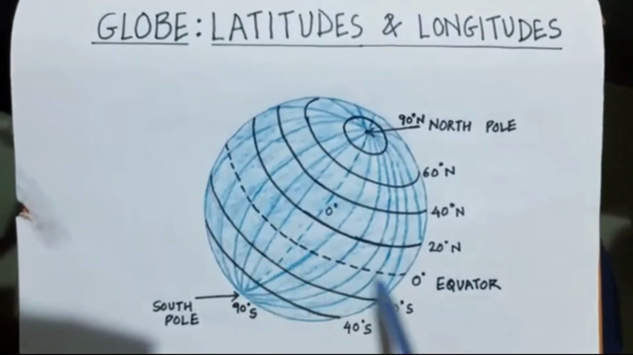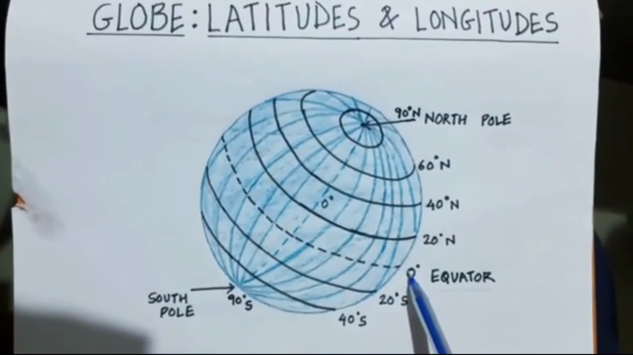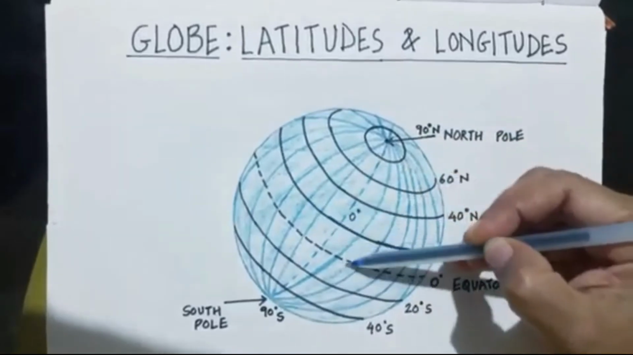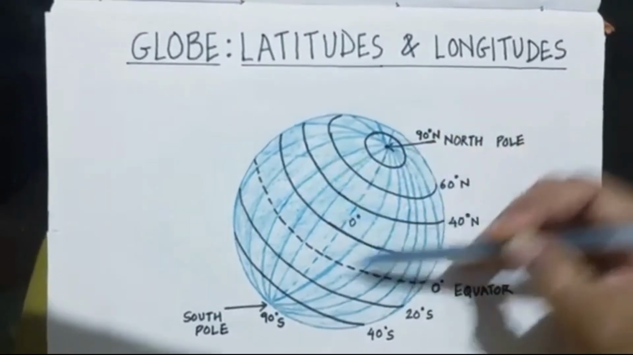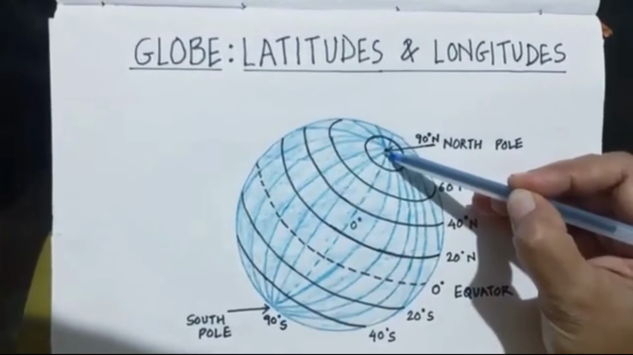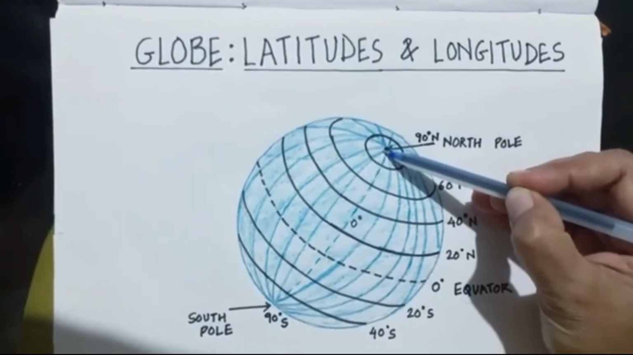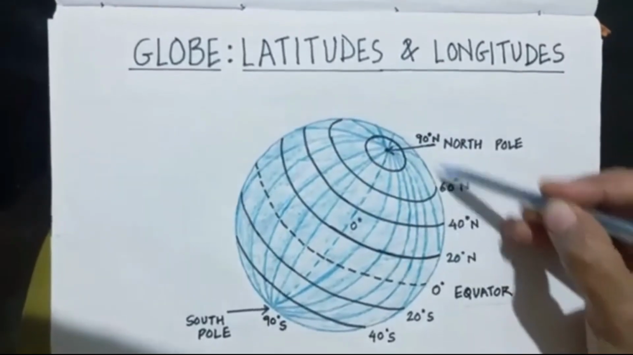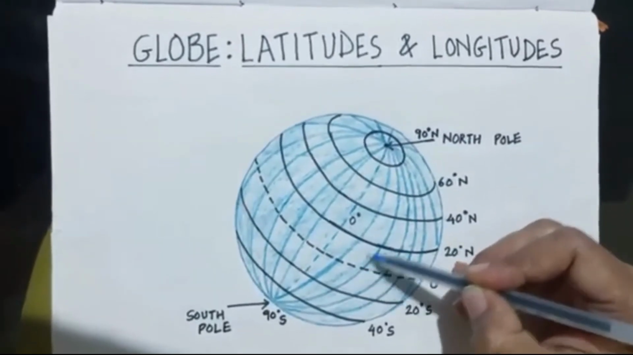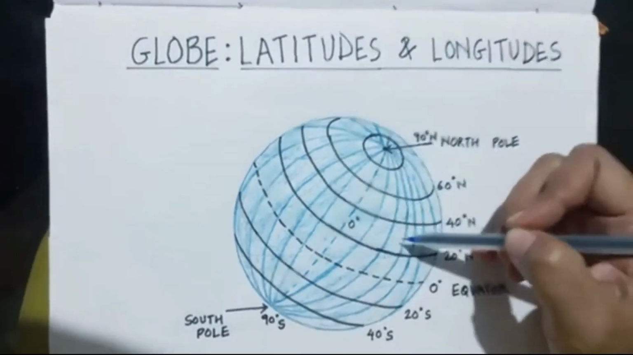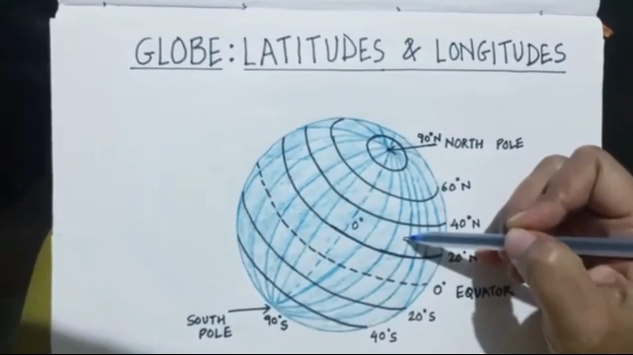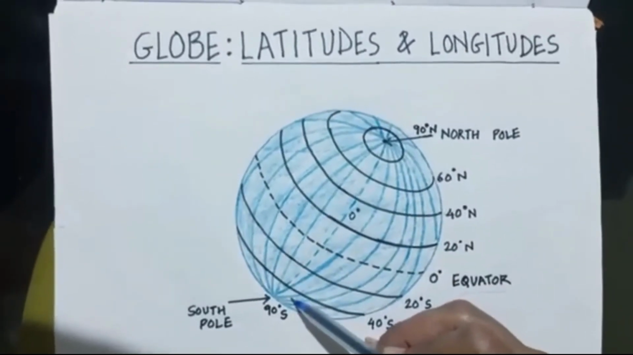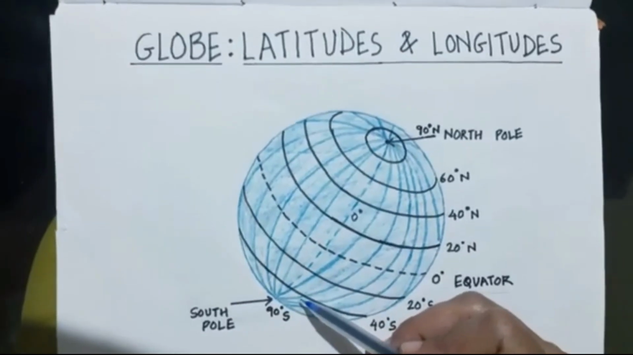Equator at 0 degrees is the longest latitude. All parallel circles from the equator up to the poles are also called parallels of latitudes. They are measured in degrees. All parallels north of the equator are called north latitudes. Similarly, all parallels south of the equator are called south latitudes.